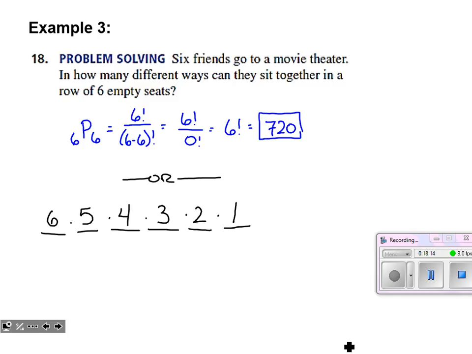But notice what we had just written out here, 6 times 5 times 4 times 3 times 2 times 1, that is 6 factorial. So we do get the same answer. It's just a different way of thinking through the problem. Both about the same amount of, I don't know, mathematical knowledge required, but sometimes it's just the way you think about it. What makes sense for you?